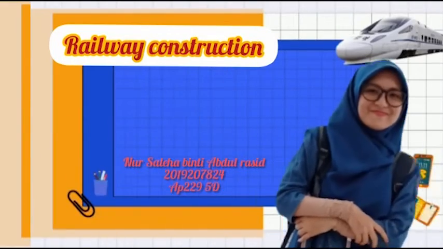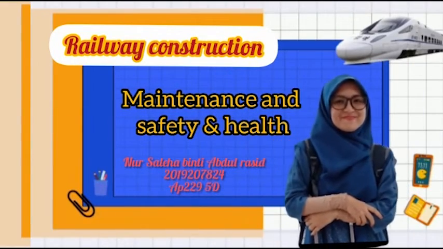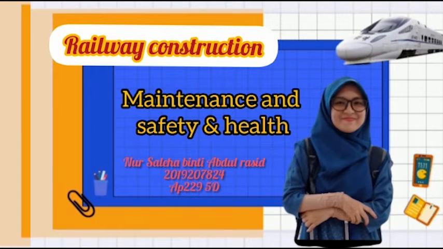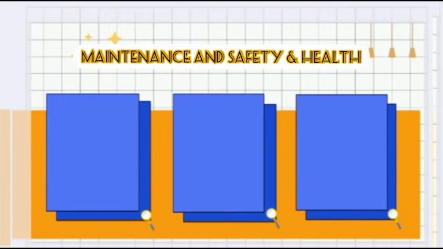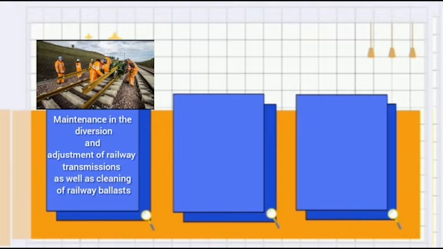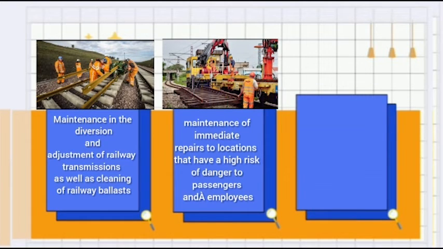Hi, my name is Saleha and it's my turn to tell you about the maintenance and safety and health related to railway construction. Among the examples of common maintenance performed by train crew are maintenance in the division and adjustment of railway transmission as well as cleaning of railway ballast. Furthermore, maintenance of immediate repair to locations that have a high risk of danger to passengers and employees.